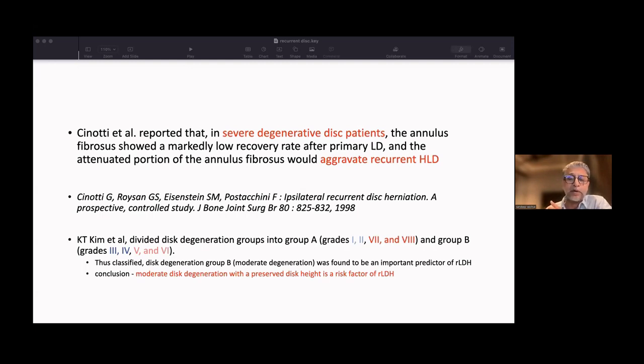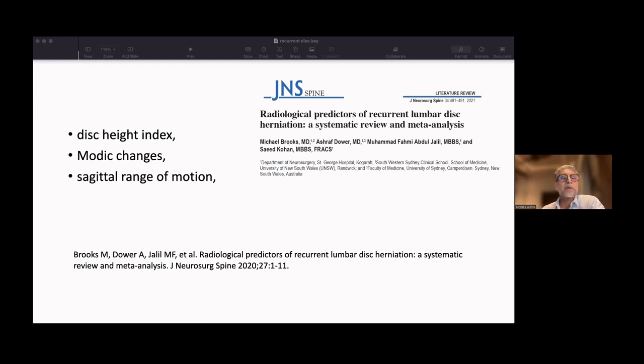While patients with moderate degeneration, that is groups 3, 4, 5, and 6, had a much higher risk of recurrent disc herniation. And again, the main factor involved here was because these patients had a preserved disc height. So now coming to the disc height index, Modic changes, sagittal range of motion, which all have been implicated in the high risk of recurrence.